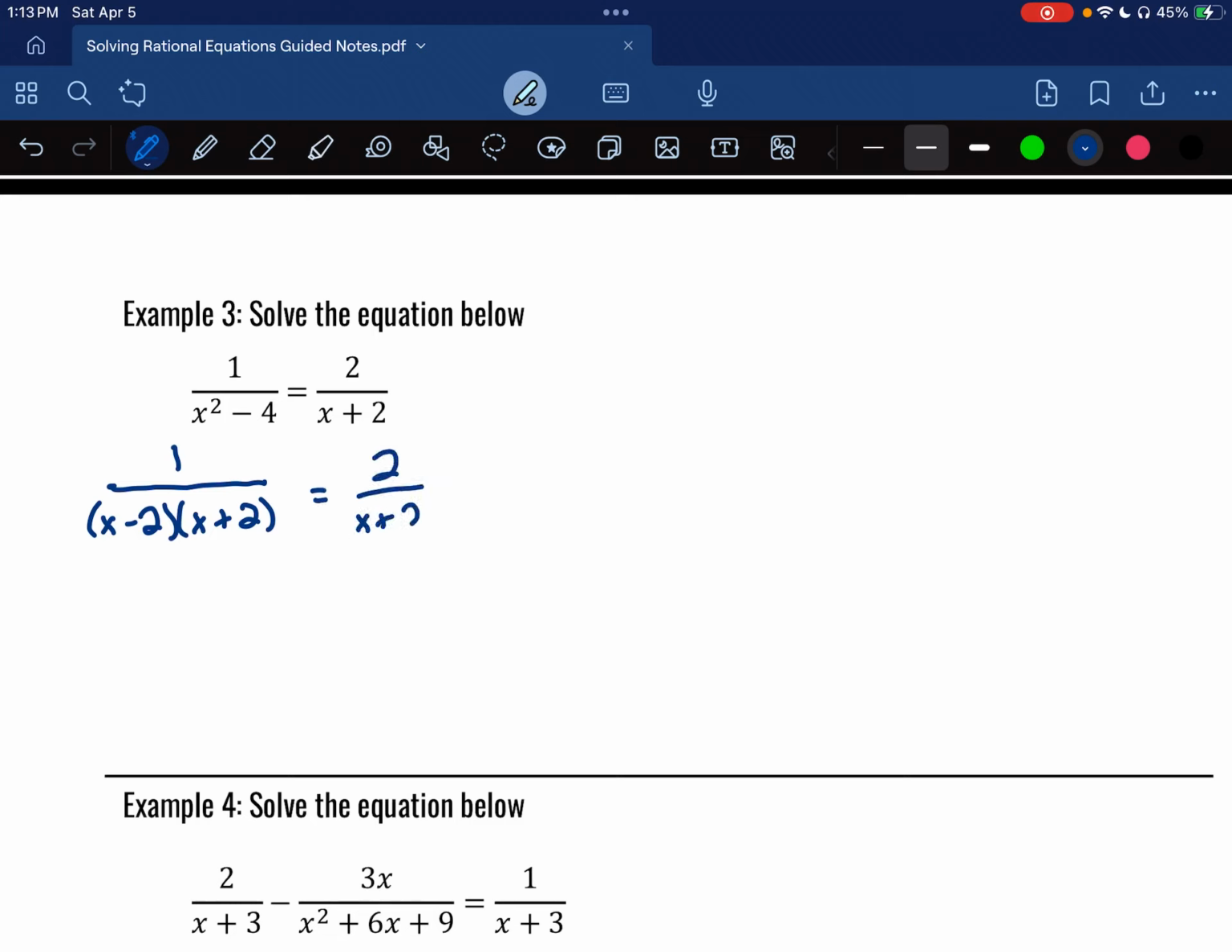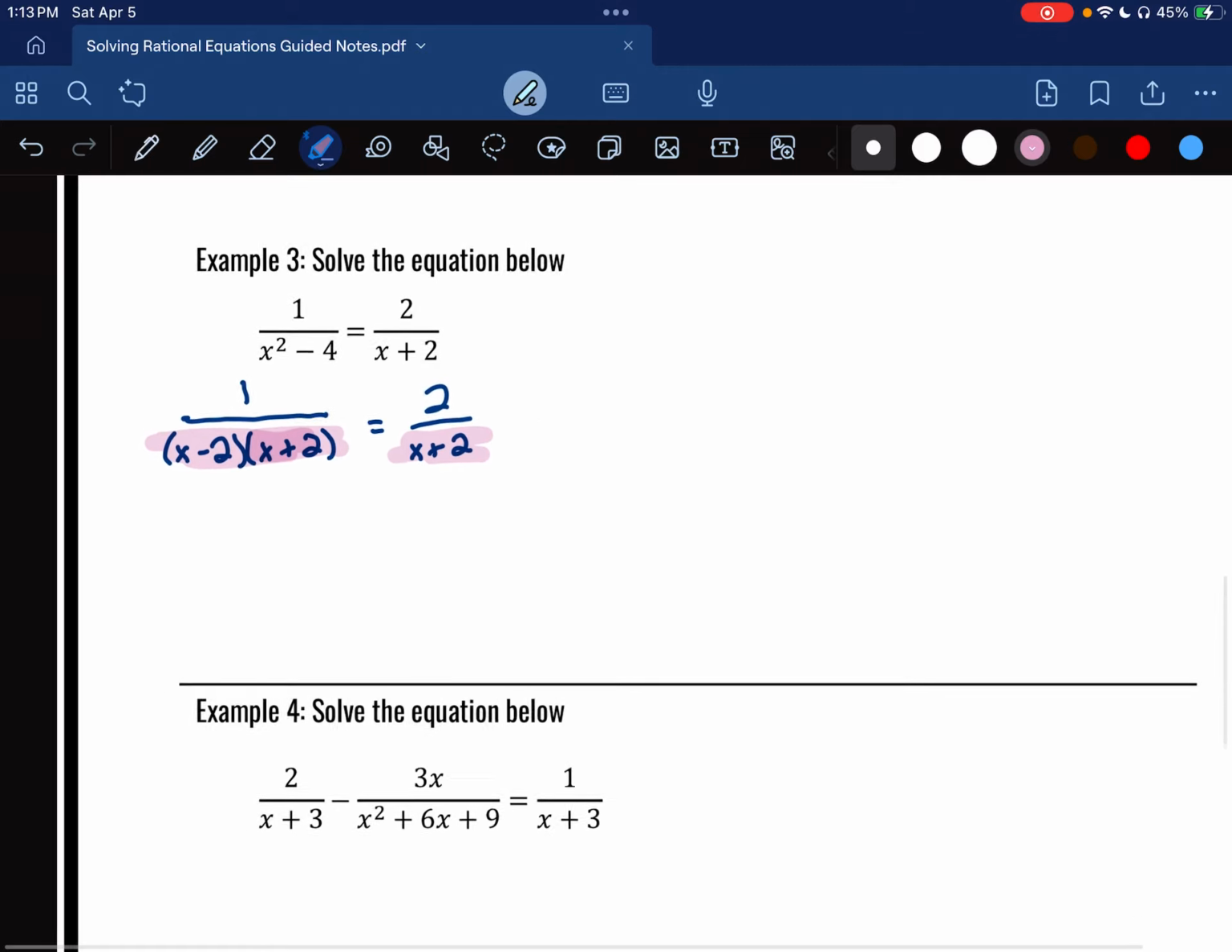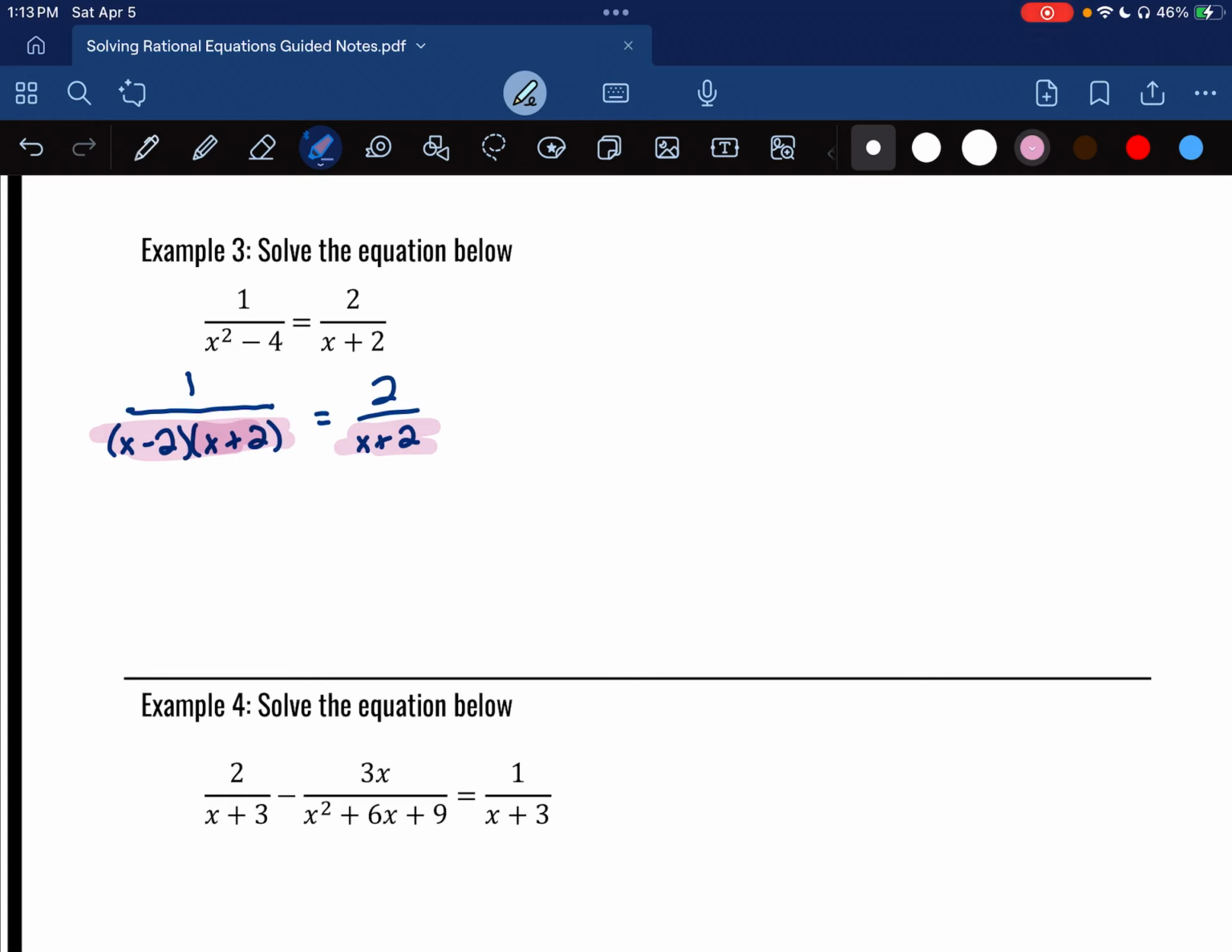All right, so here I'm going to multiply by that least common denominator. Notice how this x plus 2, the denominator over here, is contained in this denominator, right? So if I multiply both sides of the equation by that whole denominator on the left-hand side, it's going to cancel our denominator on the right-hand side as well, kind of like a little 2-for-1 special.